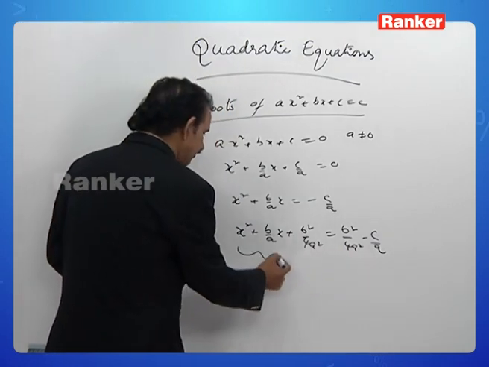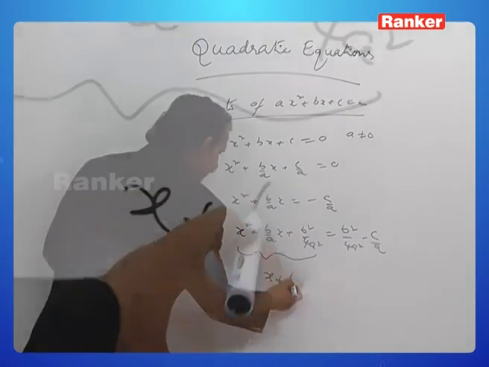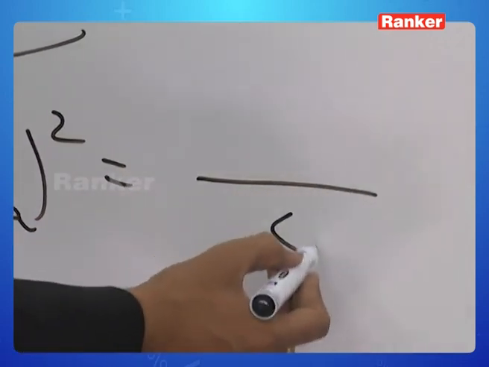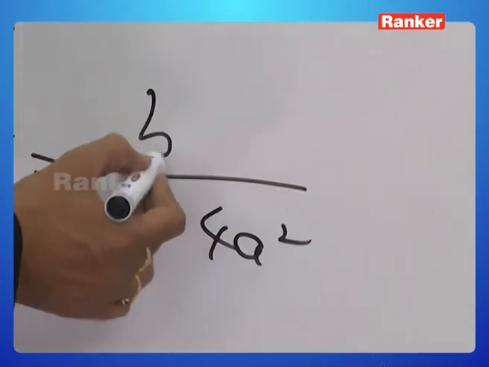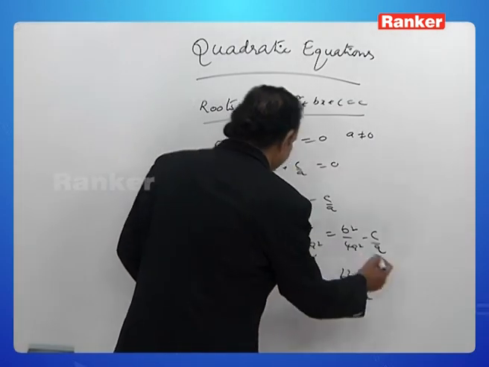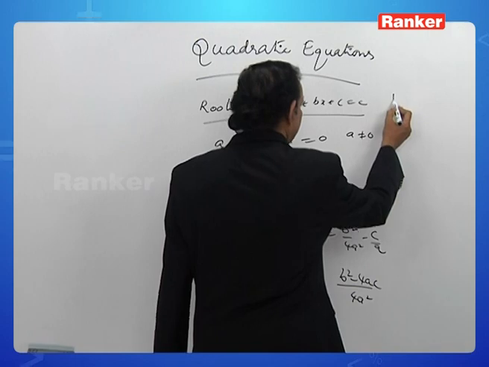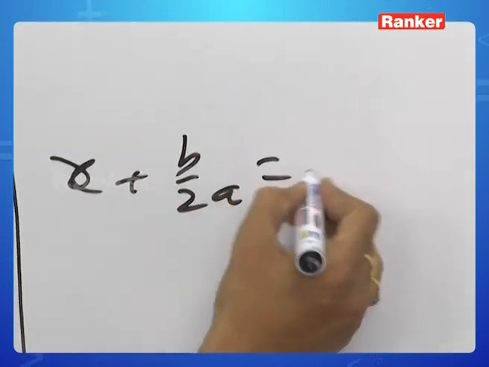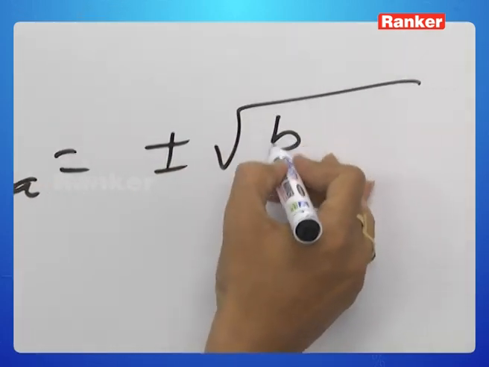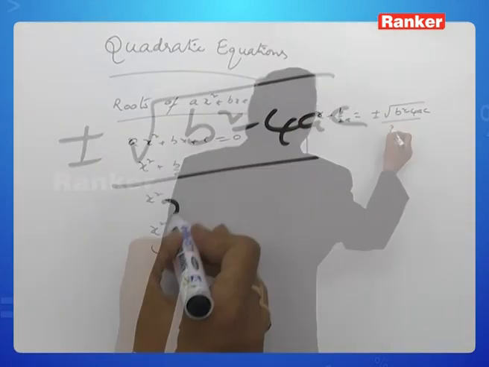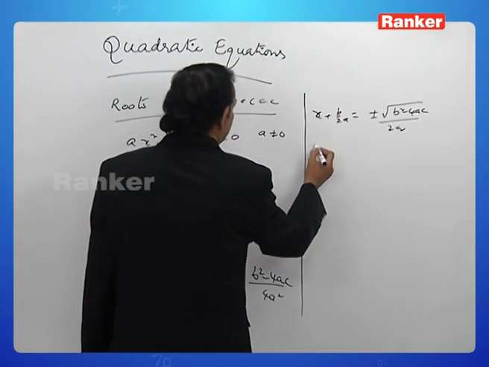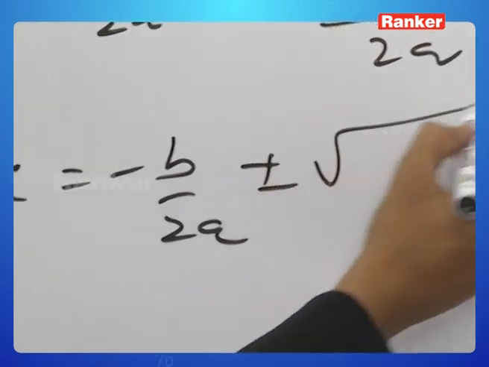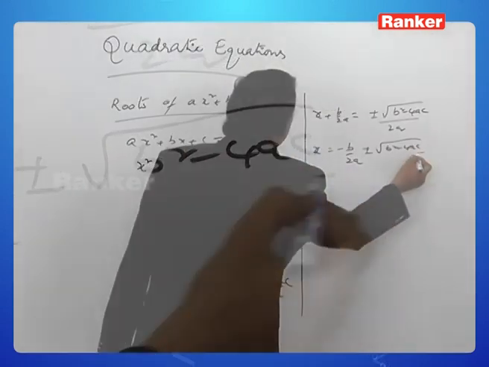You can easily look at this expression. This is just nothing but x plus b by 2a whole square is equal to, what is the LCM here? 4a square, b square minus 4ac. And from this, x plus b by 2a is equal to plus or minus root of b square minus 4ac by 2a, and send my plus b by 2a to that side so that it becomes minus b by 2a plus or minus root of b square minus 4ac by 2a.